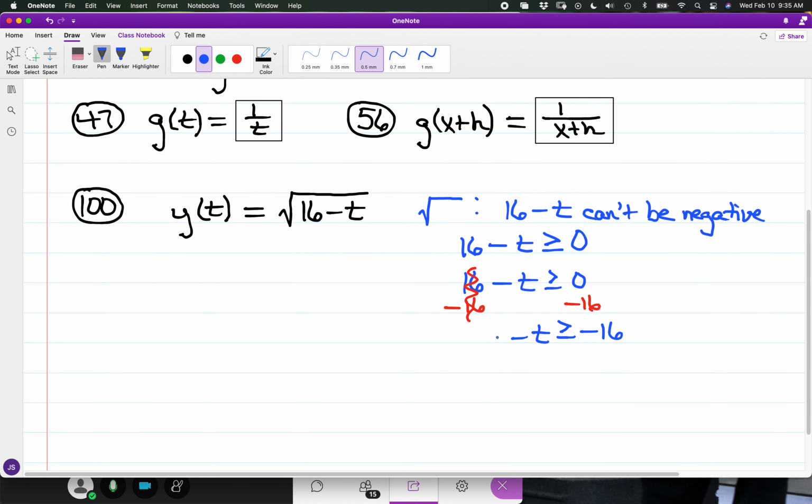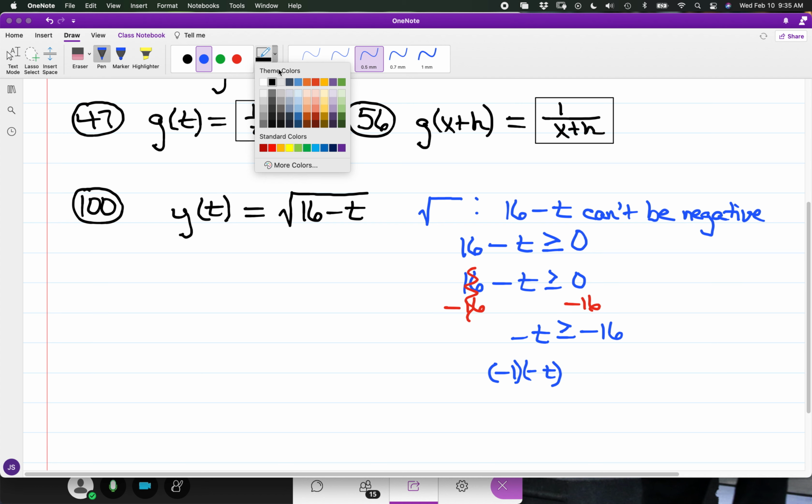And again, we're solving for t. So changing the sign at both ends, I can either multiply or divide by a negative. And again, just remember, if you multiply or divide by a negative, the direction of the inequality changes. So here we're going from greater than or equal to, to less than or equal to.